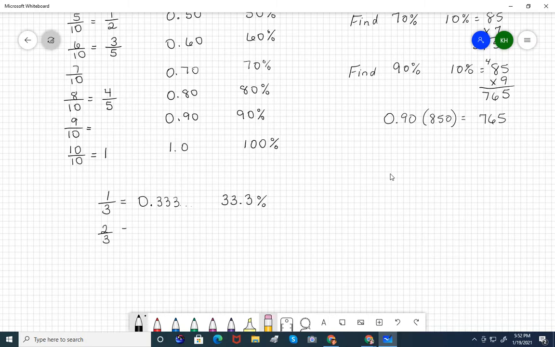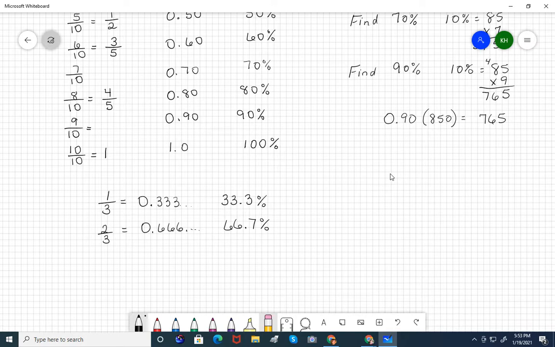2/3 is 0.666, and that keeps repeating, which is about 66, and we usually round the decimal up to 0.7. And those are also kind of handy to know sometimes. Again, if you're using a calculator, it should not be a problem to solve.